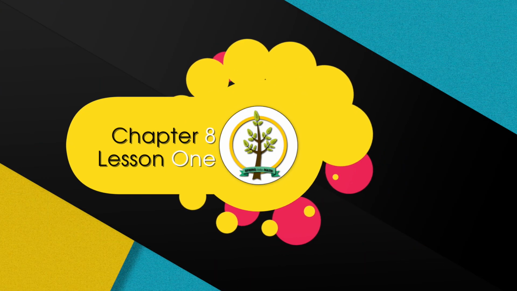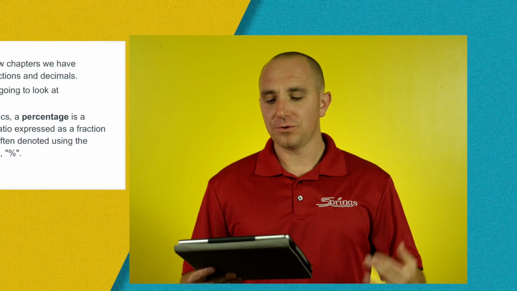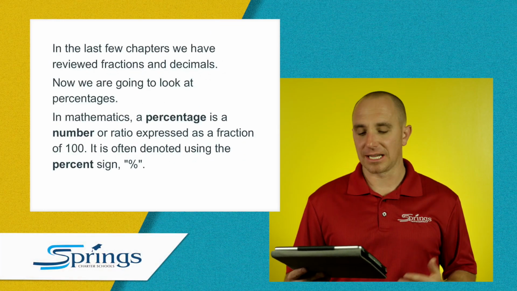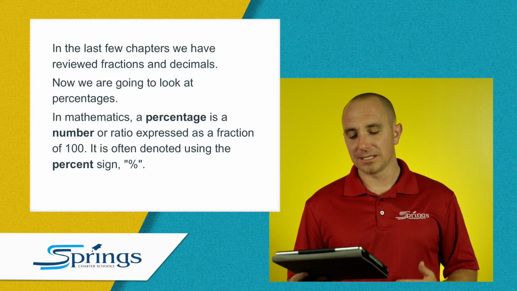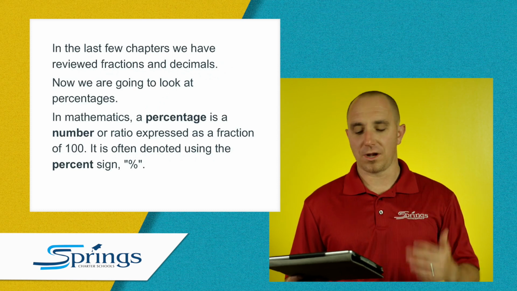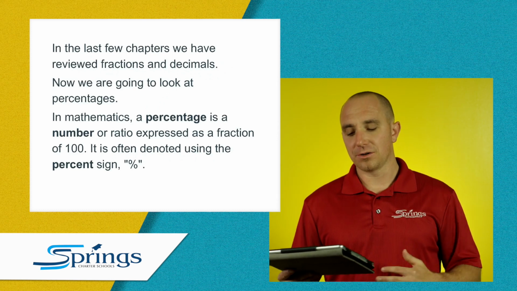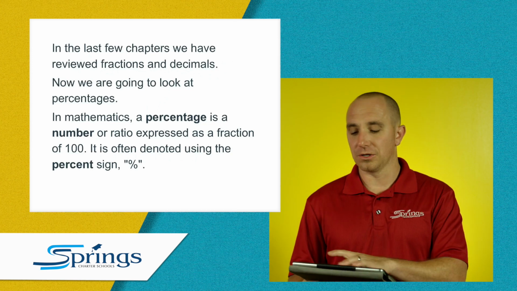This is Mr. Stein, and today we're talking about percentage of numbers. So in the last few chapters, we've been reviewing fractions and decimals. Now we're going to look at percentages. So in mathematics, a percentage is a number or ratio expressed as a fraction of 100. It is often denoted using the percent sign, which you see there. So percent sign is pretty common. You're all used to that.